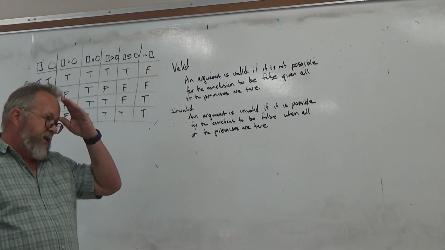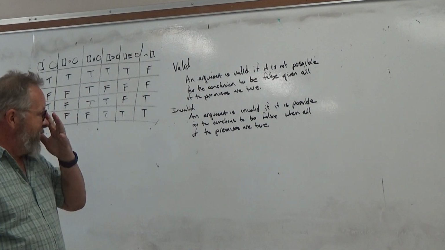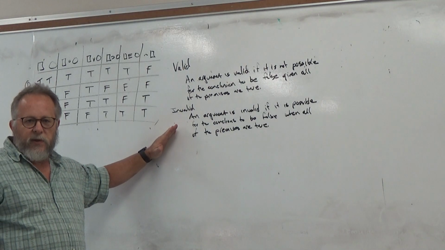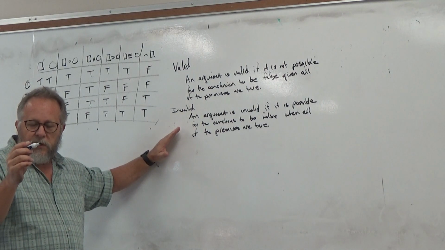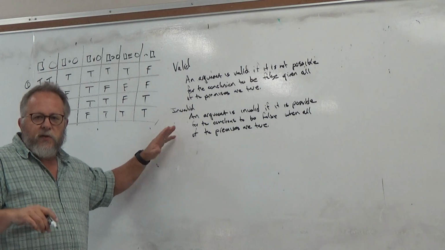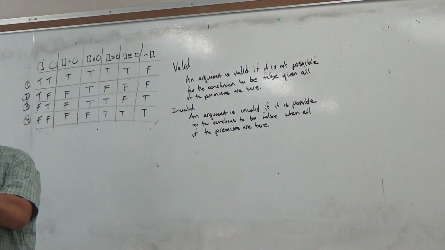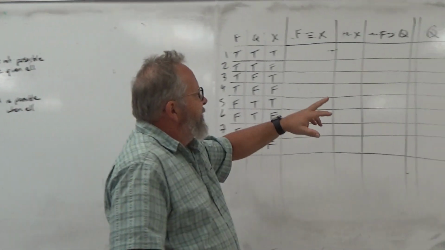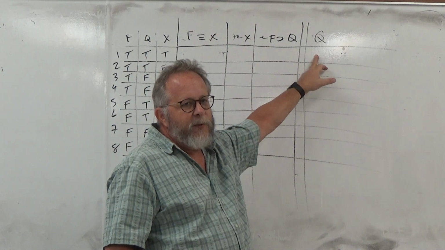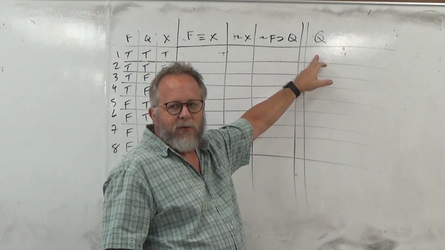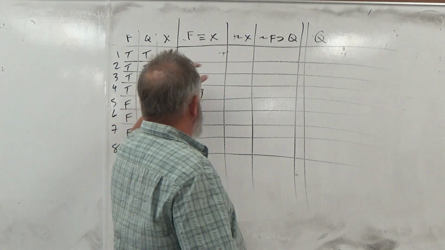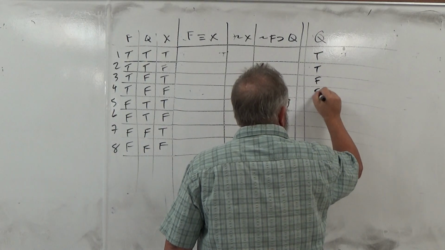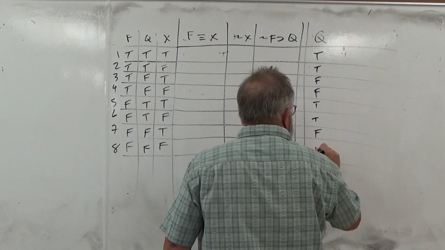Okay, so let's do some thinking. I said the best way to go about this is to try to prove that it's invalid. So we're looking for a case where the premises are true and the conclusion is false. So the very first thing we should do is calculate the conclusion. In this case, there's nothing to calculating the conclusion because the conclusion is just Q. So we're just going to rewrite this line over there. So Q would be true, true, false, false, true, true, false, false.